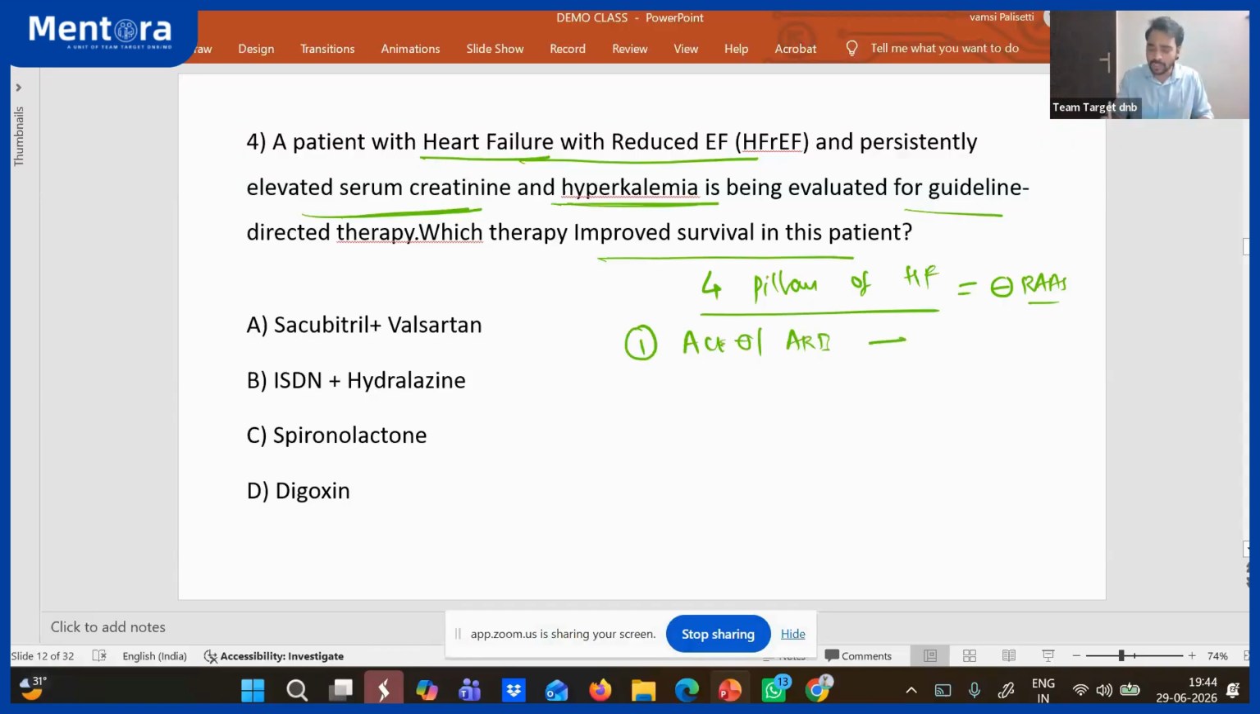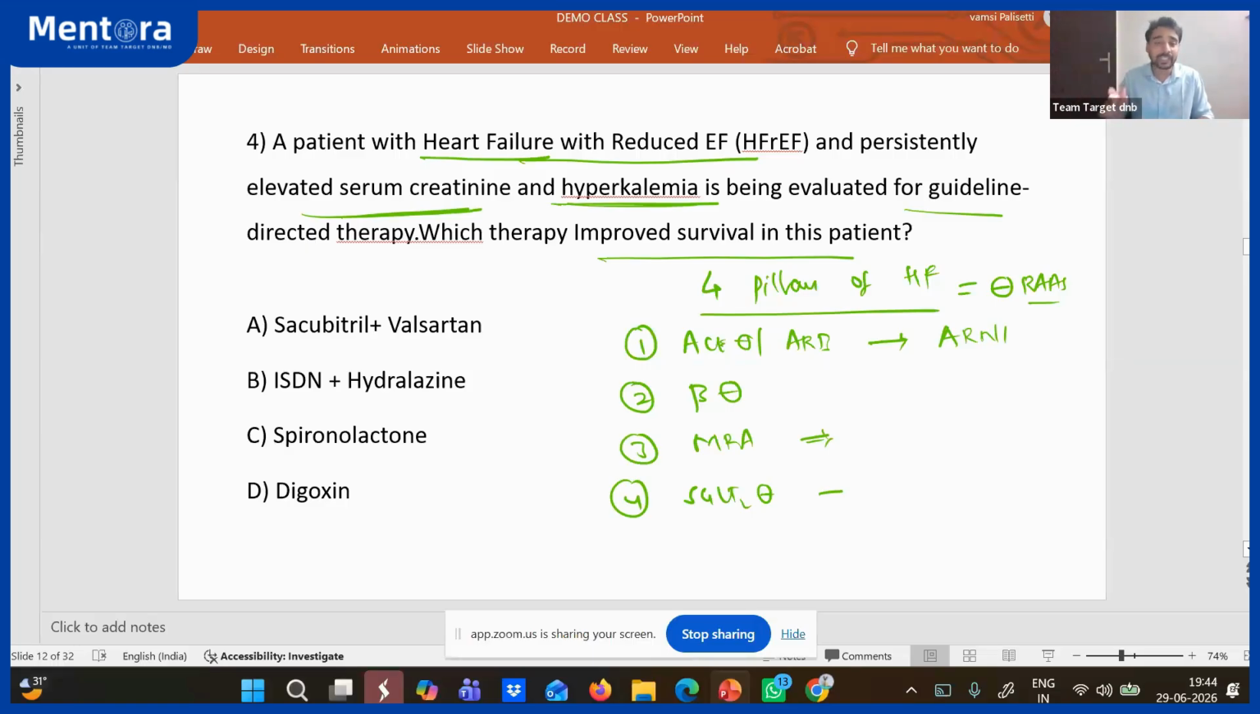Also, the recent thing is ARNI. We'll discuss that. The other is beta blockers. The other is mineralocorticoid receptor antagonists, that is aldactone, spironolactone. And the other is SGLT2 inhibitors, that is dapagliflozin, empagliflozin. These are the four drugs which can improve survival in a patient of heart failure with reduced ejection fraction. When any such patient has come to you, your goal is always to introduce these four drugs step by step so that the patient's survival improves.